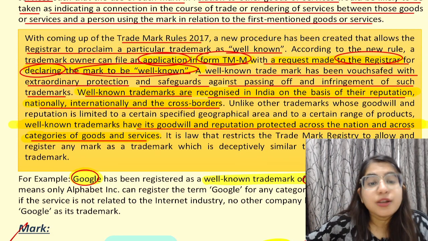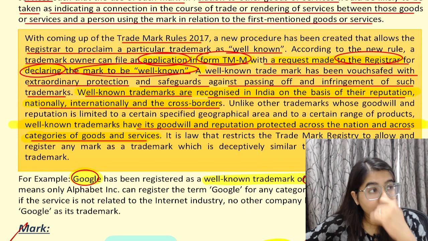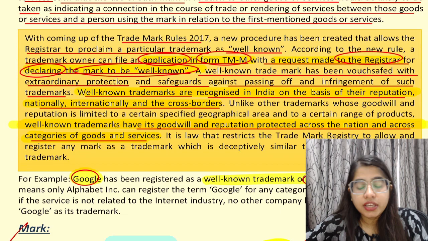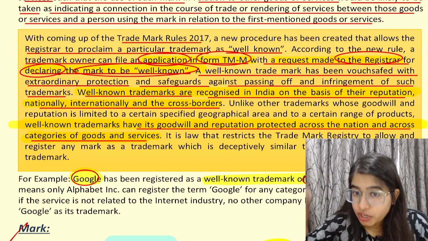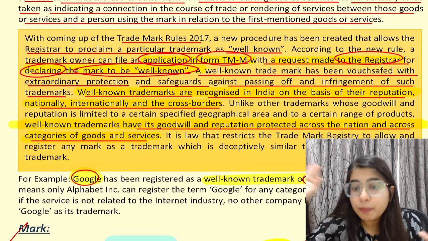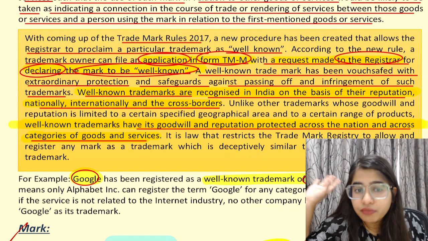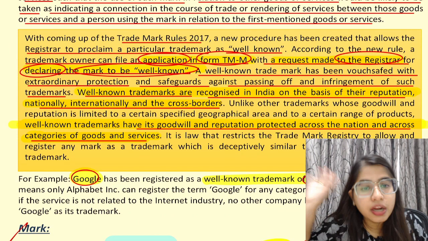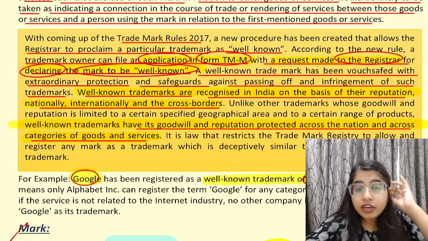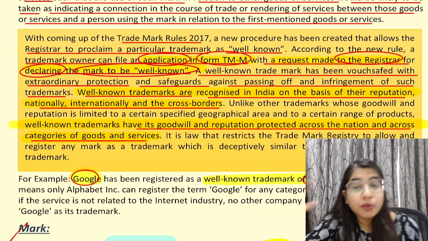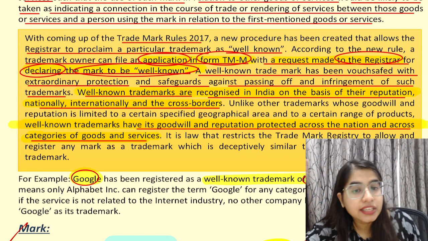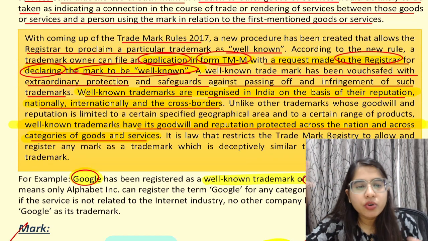They say they want only Amul ghee, only Amul butter. Yes, so it has goodwill and reputation. Haldiram, very good reputation. We don't want any other bhujia, we want only Haldiram bhujia. So a well-known trademark means it has goodwill and a reputation across the nation, all over India, in respect of a particular category of goods and services. That is known as a well-known trademark.